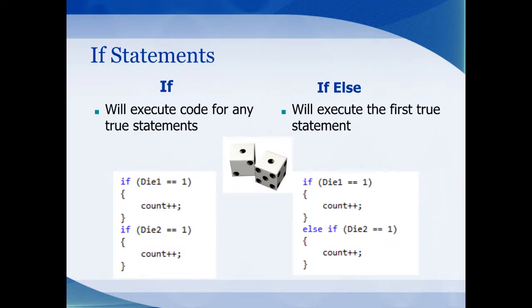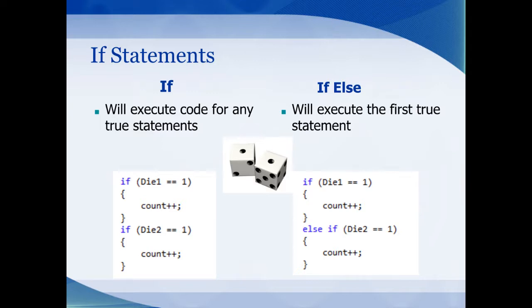Now here's an example that's going to combine selection and sequence. I have an if statement on the left side and an if-else statement on the right-hand side. Both examples use the same exact conditions where two variables are compared to the value 1. The example on the left uses a series of if statements. The example on the right uses an if-else structure.